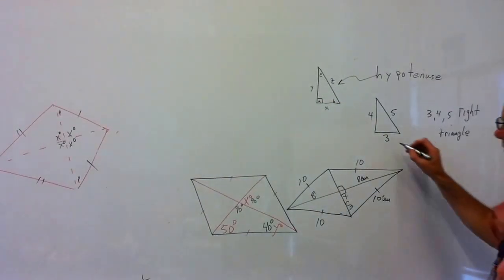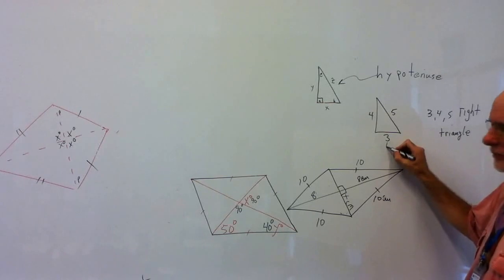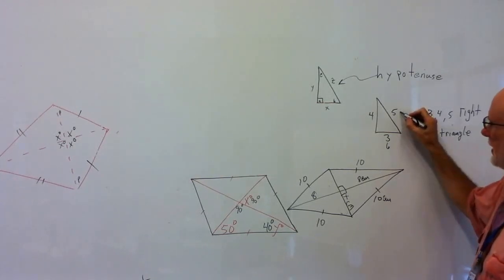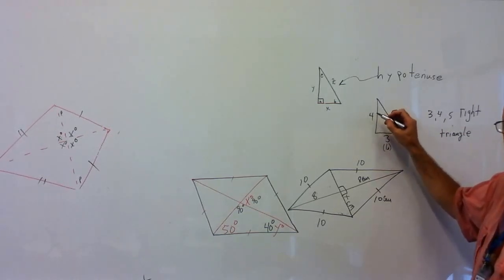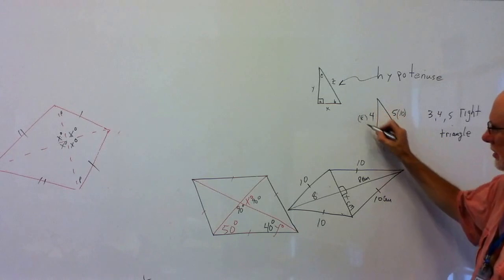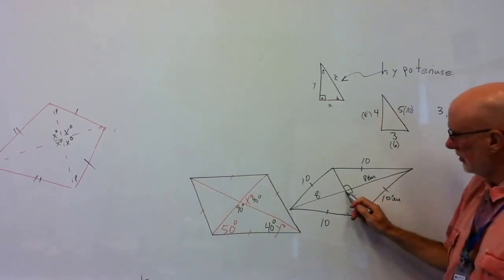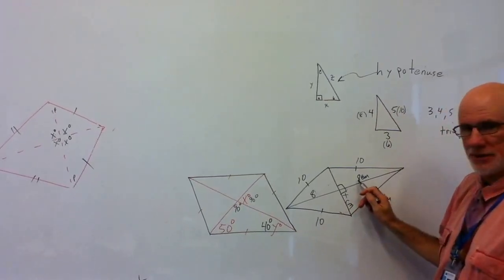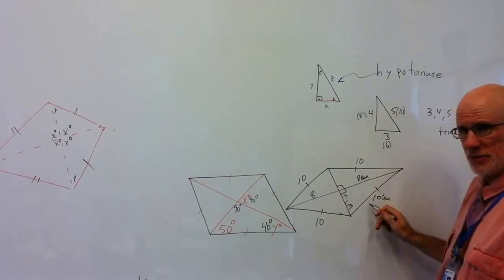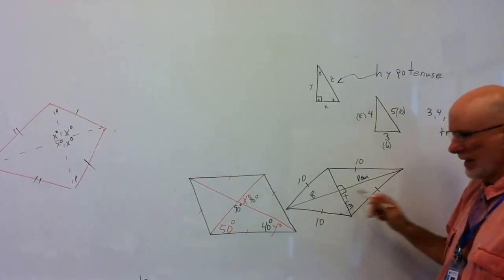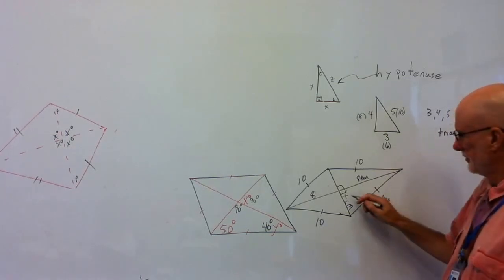So what's 2 times 3? What's 2 times 10? 2 times 5? 10. What's 2 times 8? 2 times 4? 8. Is this a right triangle? Is that 8? Is that 10? Is 10 the hypotenuse? Yes. Therefore, what is going to be that? 6.